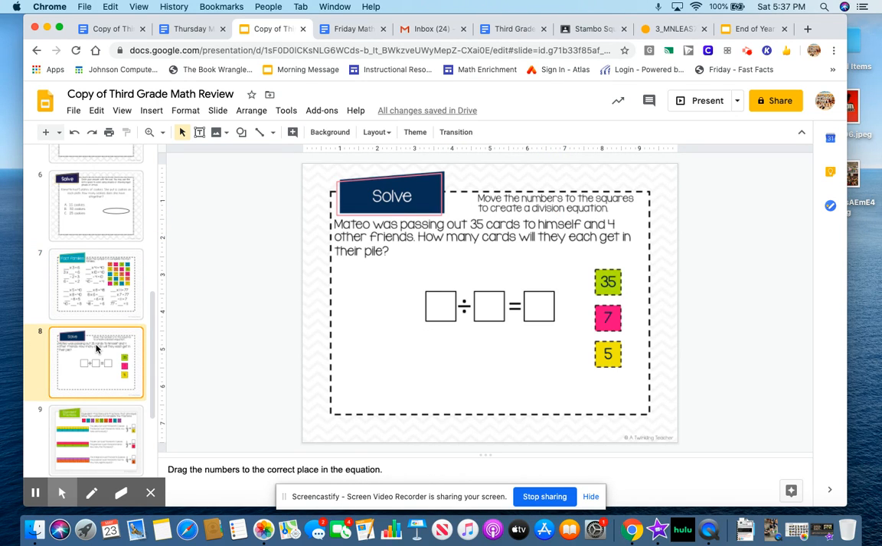All right, number 8. Move the numbers to the squares to create a division equation. So we've got to make this make sense using these numbers over here. So the story problem is Mateo was passing out 35 cards to himself and 4 other friends. How many cards will they each get in their pile? So we're going to make that a true division statement.